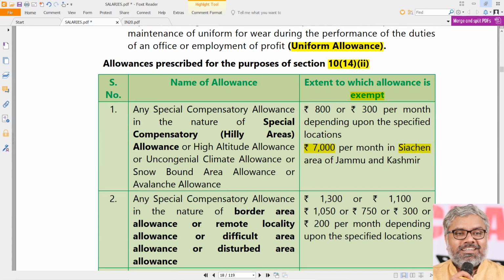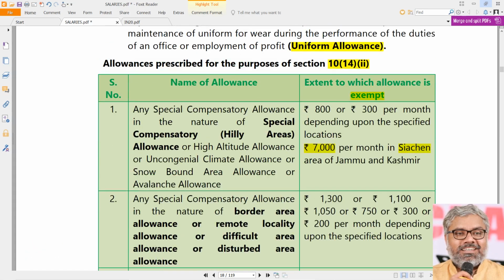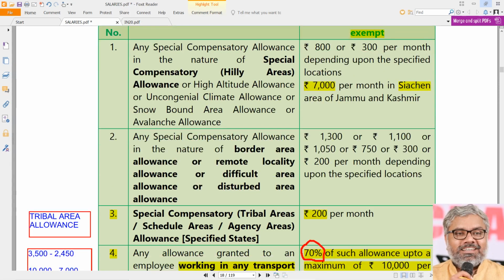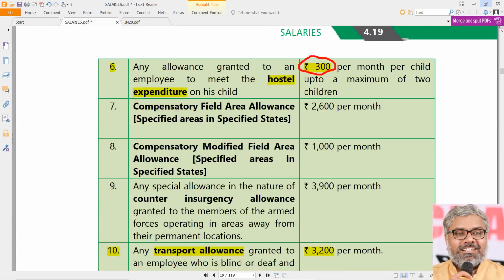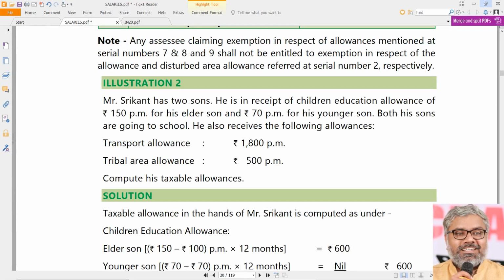But then 10(14)(ii), it is about not just names. In the earlier two categories, only names are enough, and understanding the purpose is enough. But now purpose is not required. Name is enough, but the amount is required here in 10(14)(ii). Here you need to remember the name of the allowance and amount. Name, amount, like that.